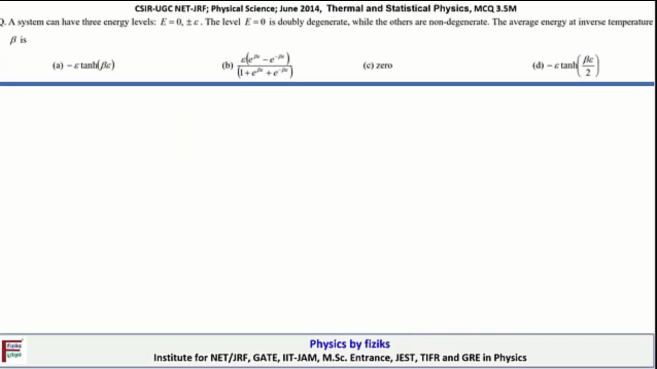Let's take a look at the next problem. The statement is, a system can have 3 energy levels with energy 0 and plus minus E. So let's first draw the corresponding energy levels for this given problem. We have a system with 3 energy levels and the energies are minus E, 0 and plus E. It's given that the level E0 is doubly degenerate, so the degeneracy of this level is 2, which means the others are non-degenerate. The average energy at inverse temperature beta, where beta is 1 by kBT, is asked.